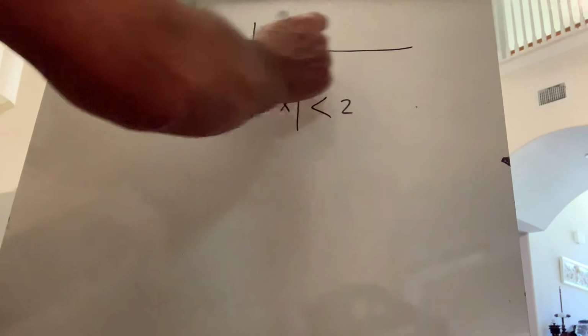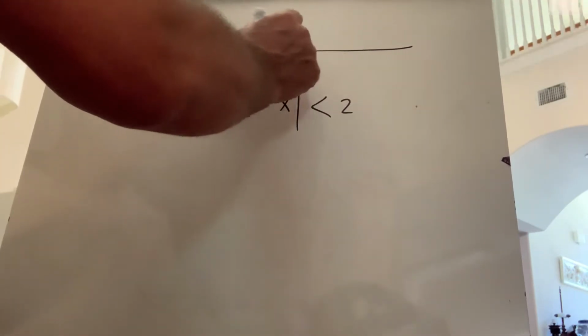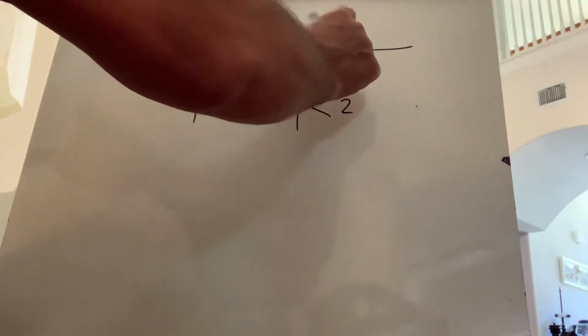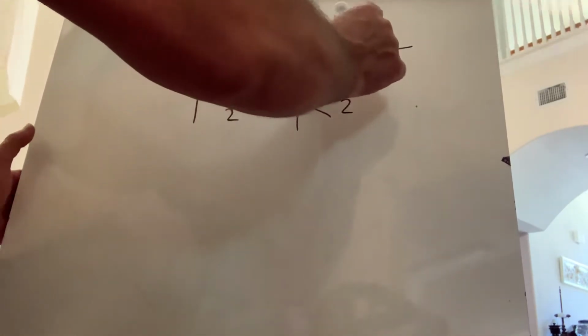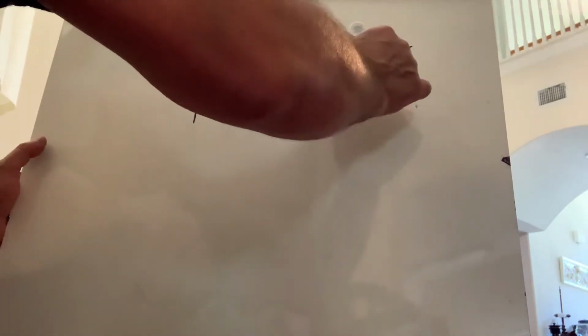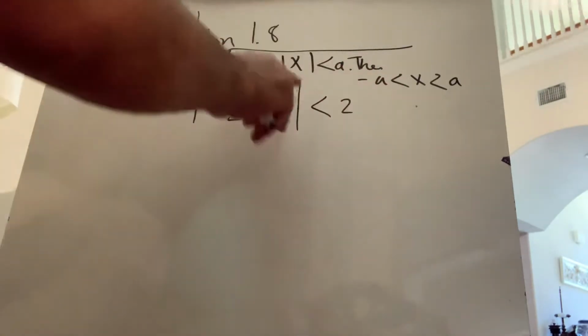Basically, the rule says, if the absolute value of x, where x could be any expression inside the absolute value, is less than a number a, then the conclusion is negative a is less than x, and then less than the number a. This is the rule that we're going to have to use anytime we have less than.